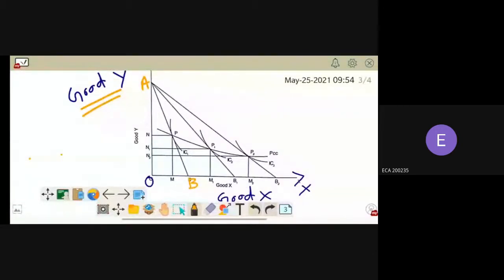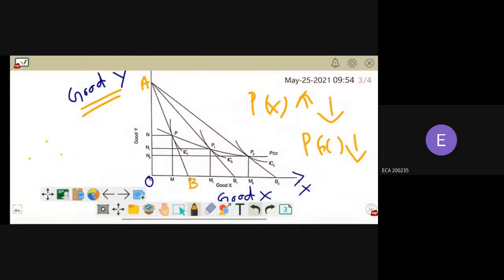The price of good X changes. It can go up or it can come down. Here, what happens is that the price of X has come down. So automatically, what will happen if the price comes down? Then he will be able to purchase more quantity of X. There is no doubt.